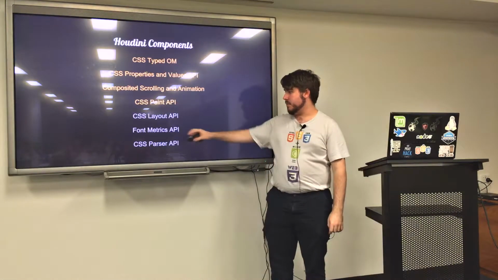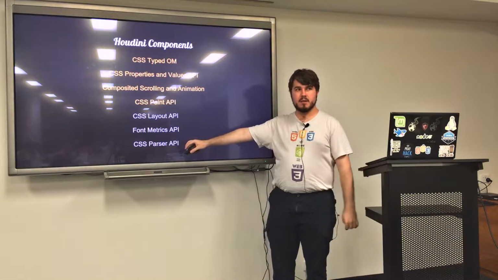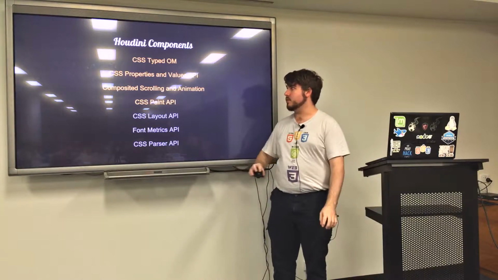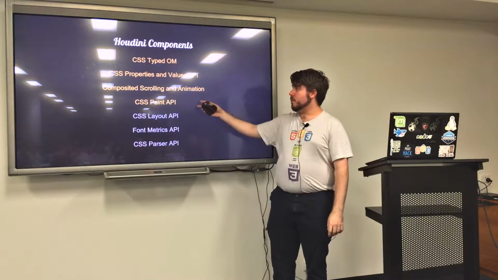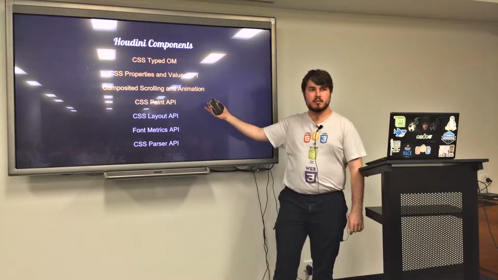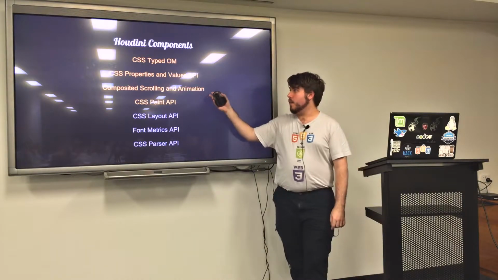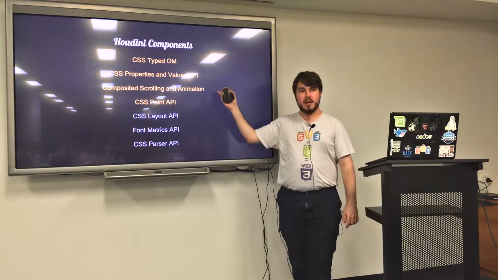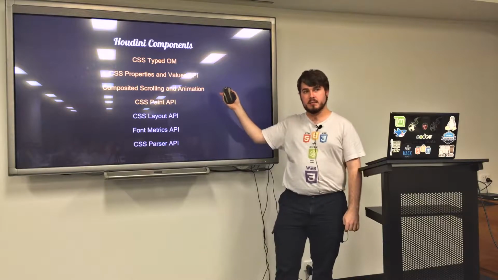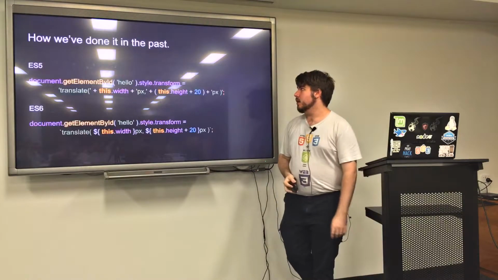So there's font metrics and CSS Parser. I won't go over them because there's been like no talk as to what's actually going to be in them. The top 4, there's already pretty solid documentation for, and the top 3 will be in Chrome Canary sometime in the next 6 months.